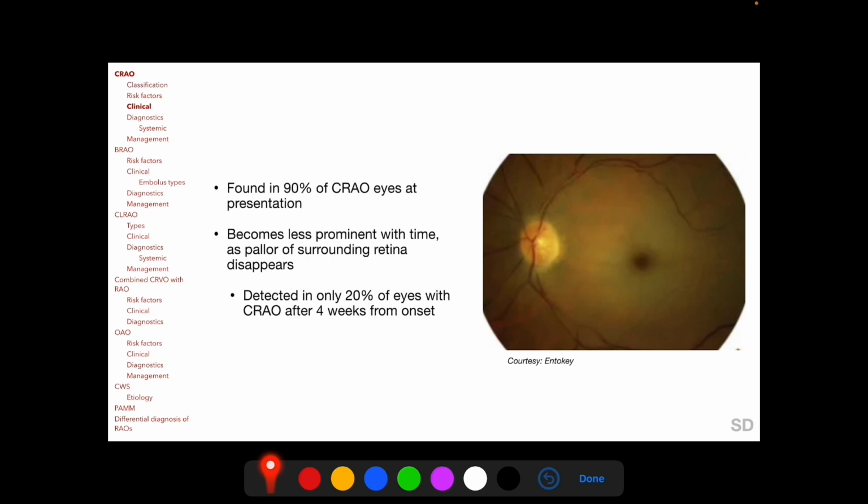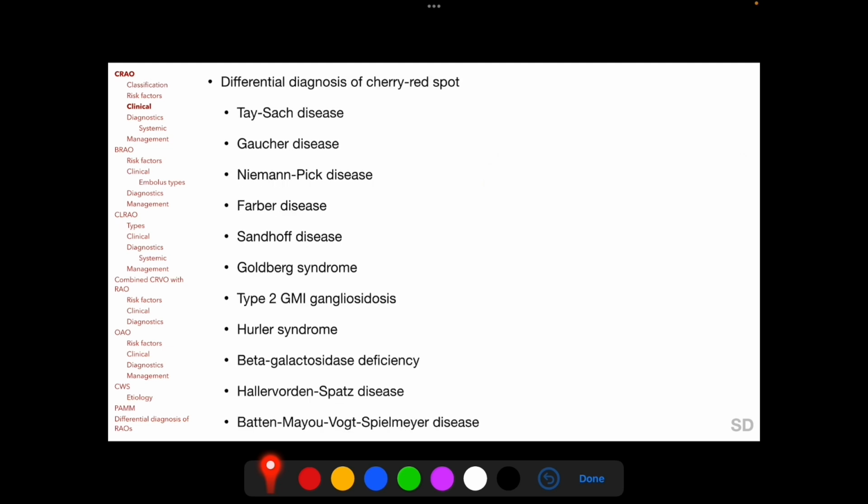And since the appearance of the cherry red spot sign at the foveal center is consequent to the opacification of the perifoveal retina, the cherry red spot sign becomes less prominent and disappears with time along with resolution of the perifoveal retinal opacification. This is a list of the differential diagnosis of the cherry red spot sign, and all of these are hereditary metabolic disorders, which we will be discussing in the session on hereditary vitreoretinopathies.